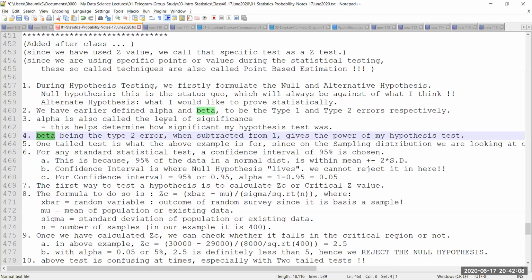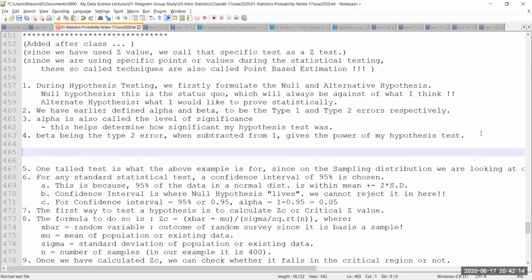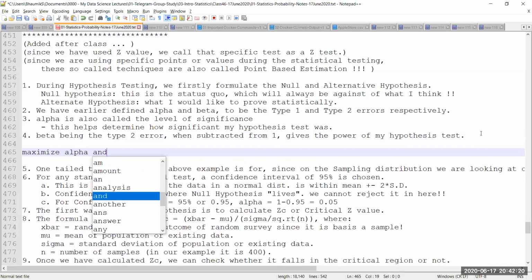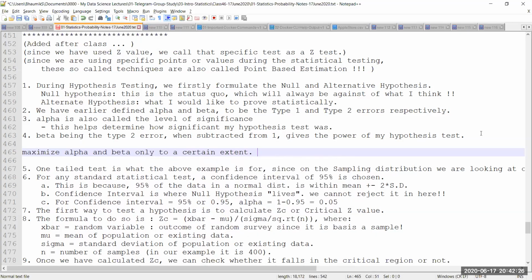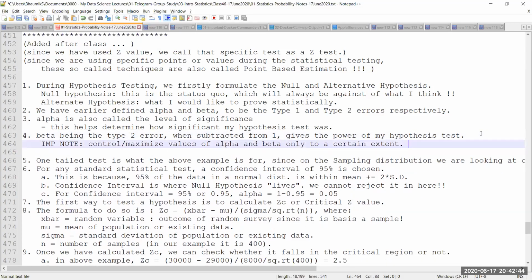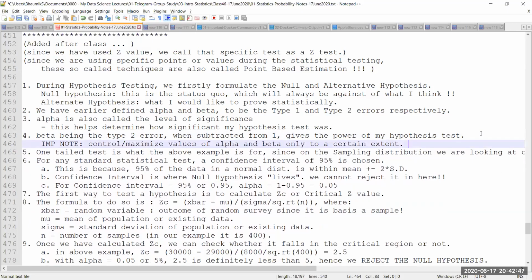So my target will be to maximize beta, right? Basis 0.3 and 0.4, what do I see? I need to maximize alpha and beta only to a certain extent, or otherwise the number of errors are going to increase, right? So I need to control or maximize the values of alpha and beta only to a certain extent, right? Because if I go beyond that, maybe I'll not be able to be 100% confident on the results, because these are actually errors. These are something which shouldn't have happened but has happened.